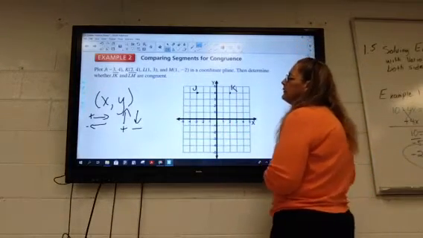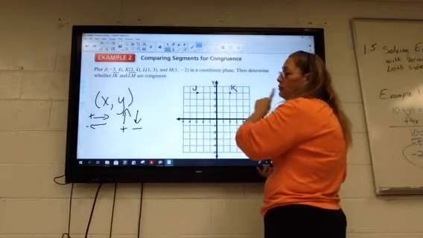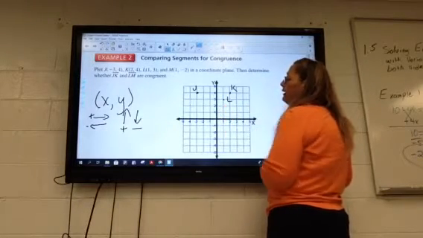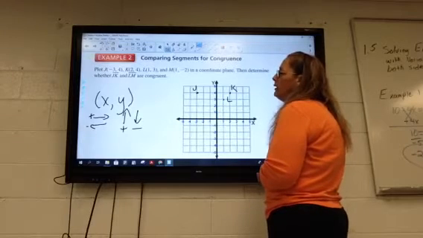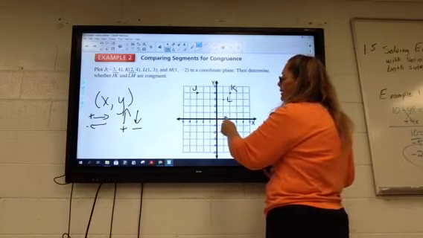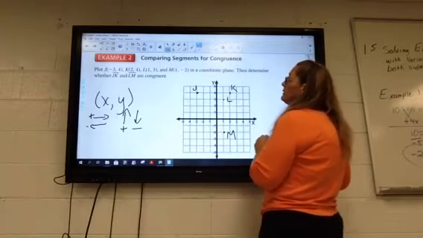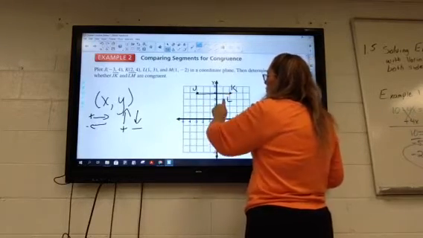L is 1, 3. That means I go to the right 1 and up 3. There's my L. M is 1, negative 2. So I go to the right 1 and down 2. There's my M. Just connect your first 2 and your second 2.